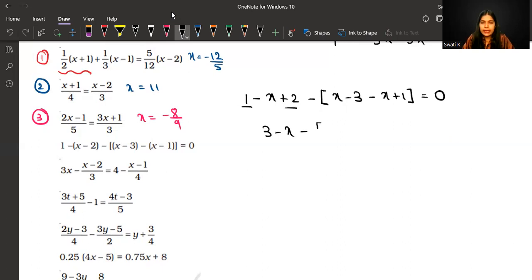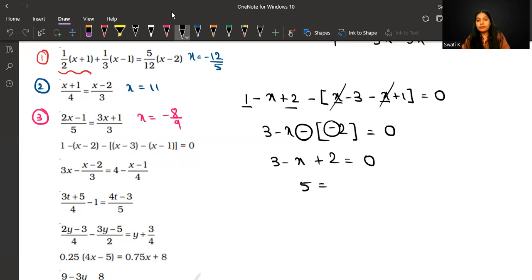Now clearly this 1 plus 2 will become 3, so this is 3 minus x, minus, inside this of course we have x minus x, that is 0, so you can say this x minus x got cancelled, minus 3 plus 1 is minus 2, equals 0. See, it was looking very complicated, but it is very simple. So 3 minus x, minus into minus is plus, right? This minus and this minus together will be plus. So this plus 2 equals 0. Now 3 plus 2 is 5, and this minus x, if you shift to the other side, it will become 0 plus x, that is x only. So the value of x is 5. So we have got the answer for this, that is x equals 5.